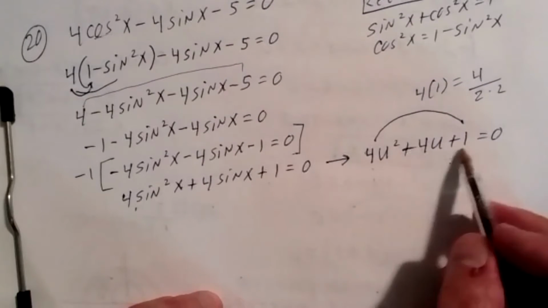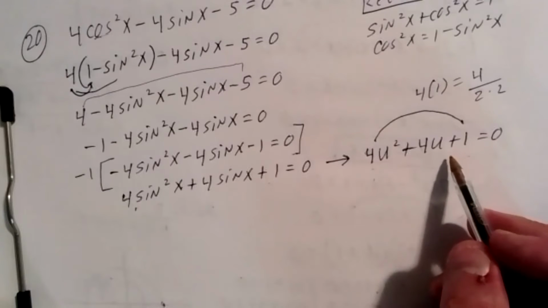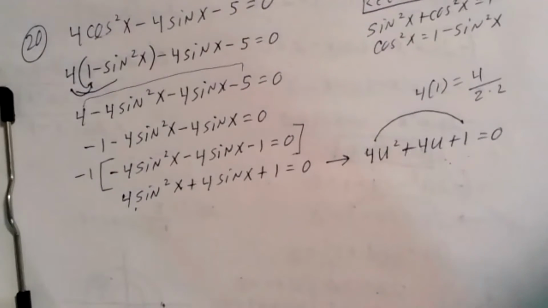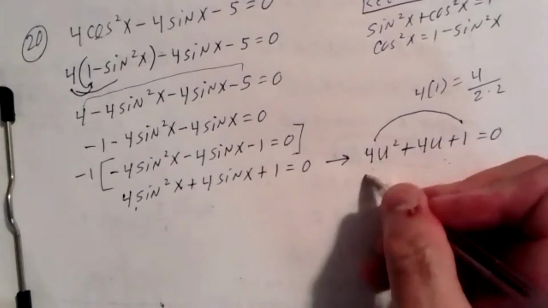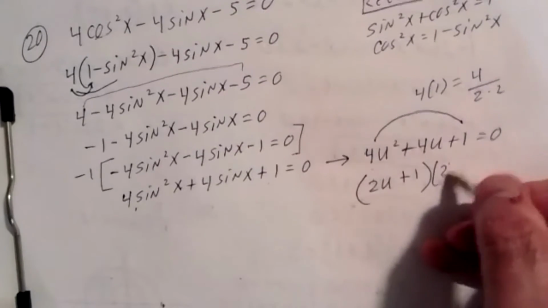However you factor this, I'm going to leave that up to you. I'm sure all of us have our own little happy way of factoring trinomials by now. Some may use the grouping method, some just might use the trial and error method, the brute force method. At any rate, how would this factor? Well, I think it would factor into 2u plus 1 times 2u plus 1.